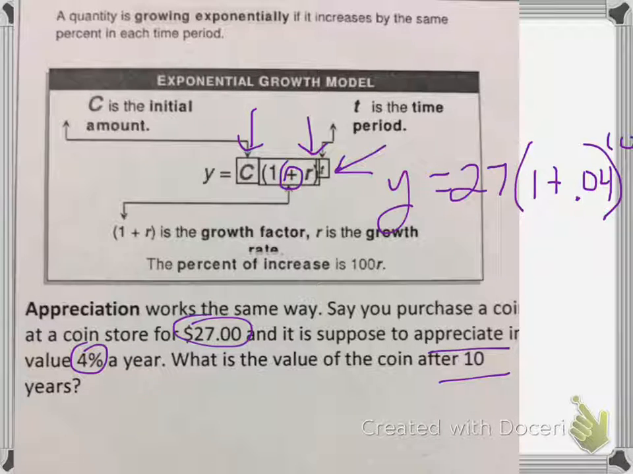So plug that in your calculators. 27, open your parentheses, 1 plus 0.04, close your parentheses, raise it to the 10th power, and just hit enter. Your calculator will do that work for you. You get 39.97 if we round. So our coin is worth $39.97 after having it for 10 years.